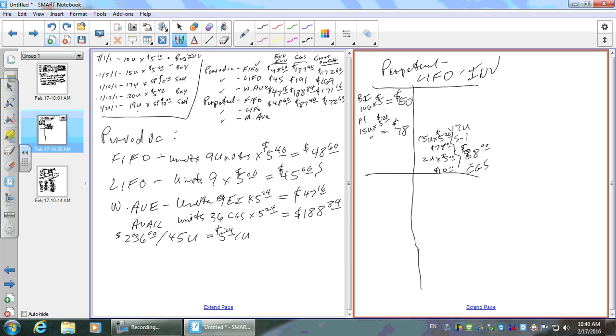How many units do I have from the beginning units? I sold all 15 of the purchase, so I only have 8 of those left. I have 8 units from the beginning inventory at $5. That's my remaining LIFO layer.